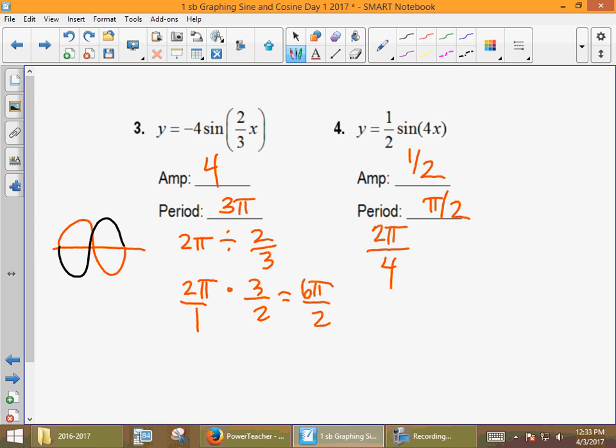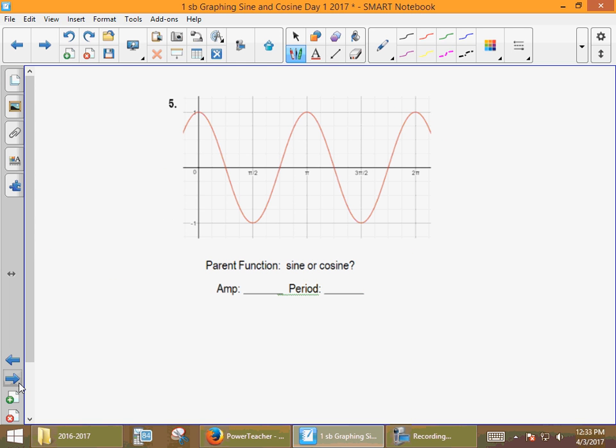I think it's even easier to pick out this stuff if you're looking at the graph. So first of all, let's decide whether this is sine or cosine. It all depends on your starting point. See how it's starting up at the high point and then goes down?